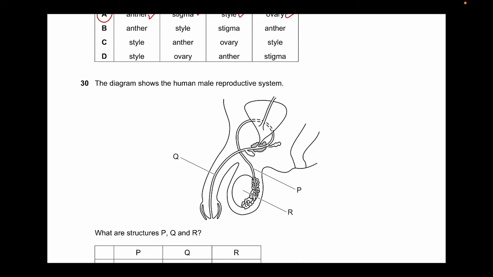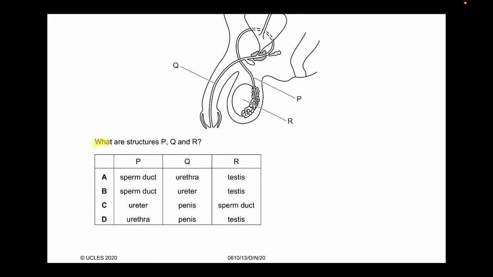The diagram shows the human male reproductive system. What are structures P, Q, R? Now the Q is urethra, we are very sure about it.